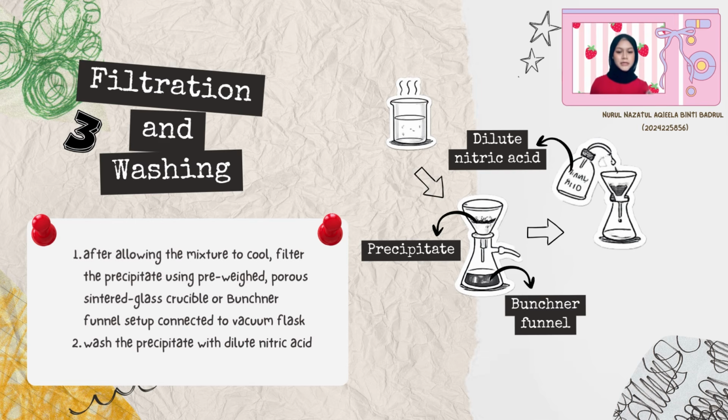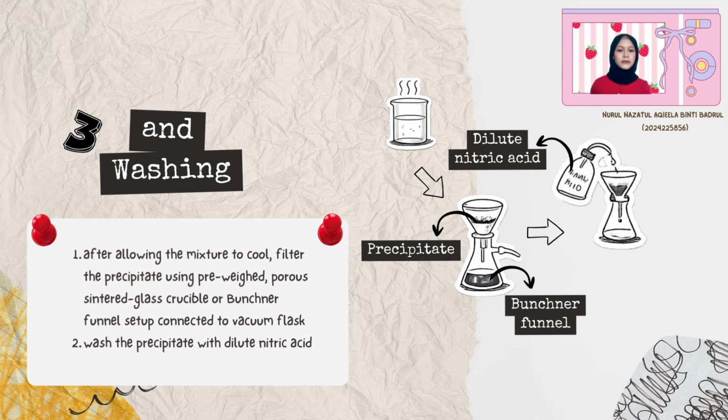Here is the standard laboratory configuration used to isolate the solid analyte during this stage. We then wash the precipitate with a very dilute nitric acid solution to safely remove excess silver and nitrate ions without dissolving the silver chloride.